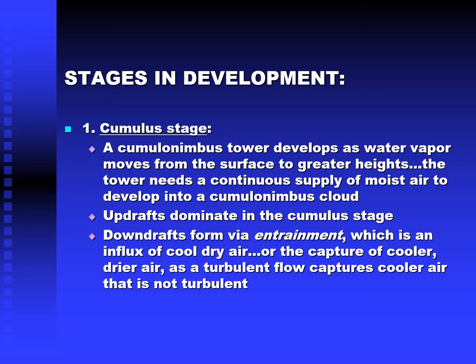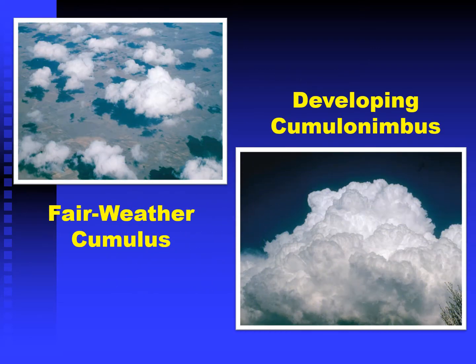So in the cumulus stage, where you're building a thunderstorm, updrafts are going to dominate. Now you're going to get downdrafts at some point as well, and downdrafts are forming via entrainment. Entrainment just means that you're mixing in cooler, dry air that you might have, say, at the surface, as a turbulent flow captures cooler air that is not quite so turbulent. That can form downdrafts. Downdrafts can be very problematic to aircraft, particularly if they are taking off or landing.